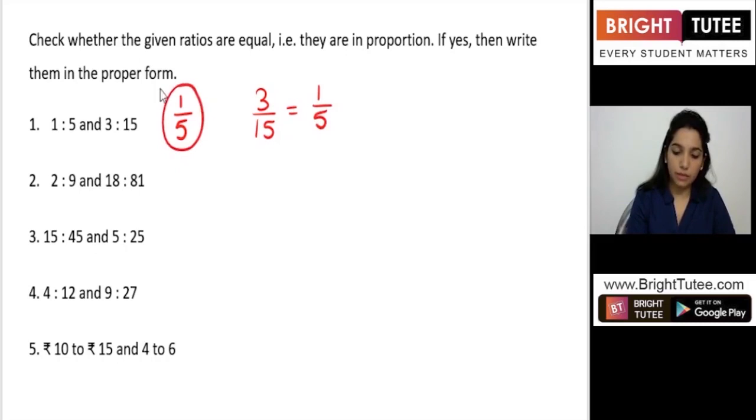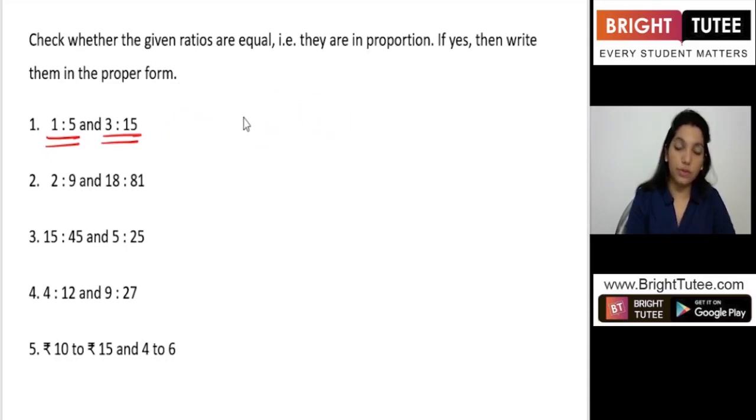Clearly you can see that the first ratio that we were given, 1 over 5, is equal to the other one, that is 3 over 15. So let us write it in the proper form. Okay. So how do we write it in proper form? 1 is to 5 is in proportion, so we put 4 dots to 3 is to 15. Is this clear? Now moving to the next one.